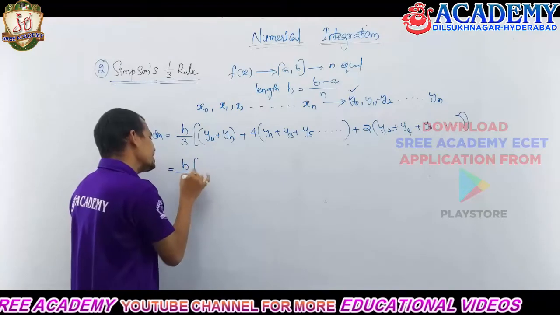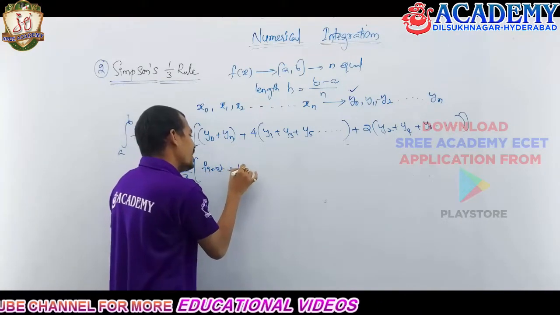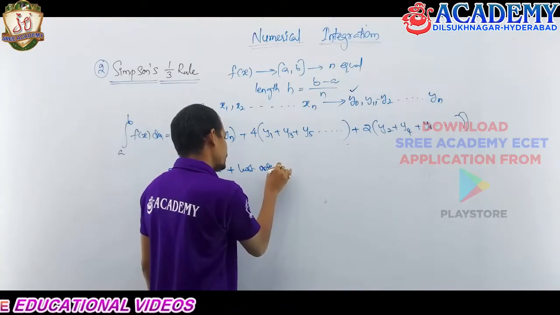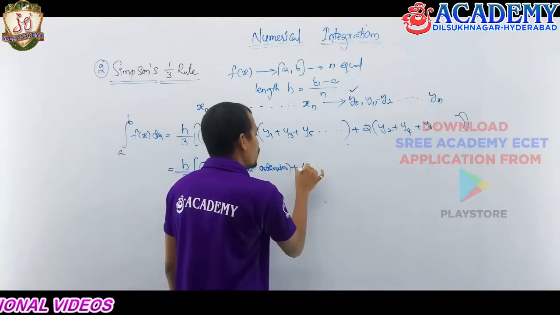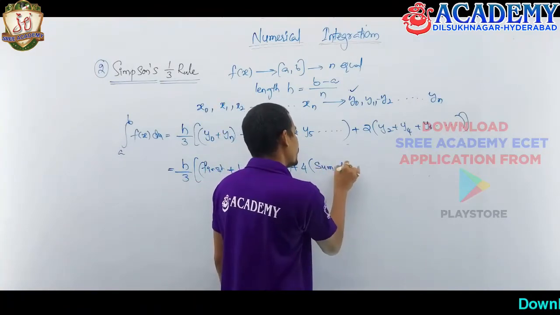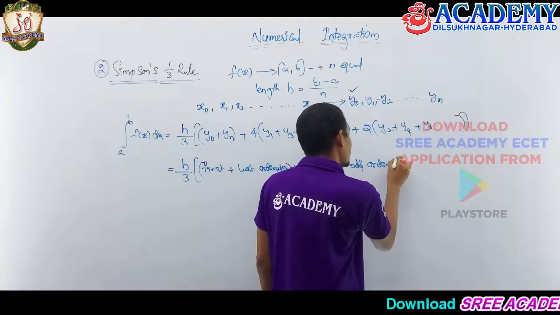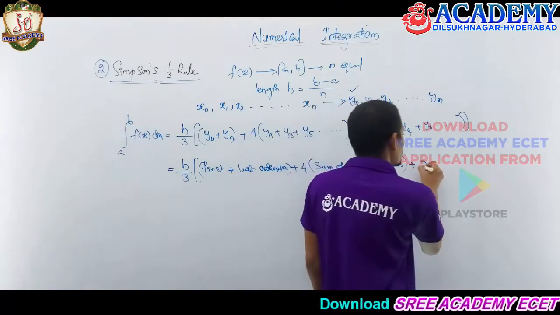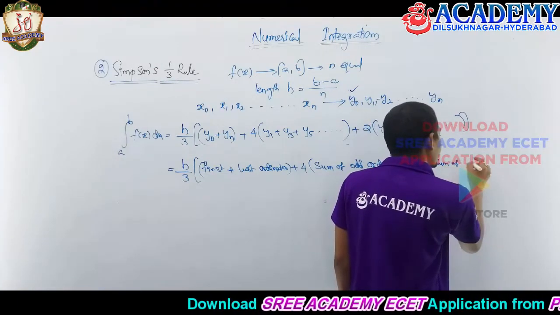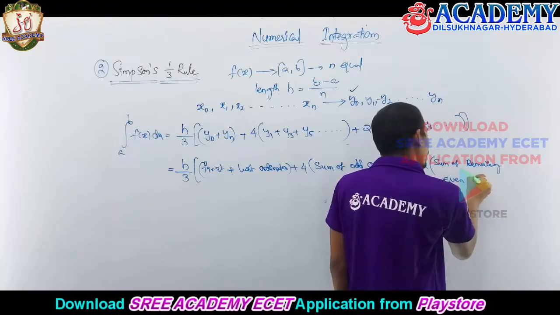If you represent this also in terms of ordinates, that is the summation of first and last coordinates or limits, and plus 4 into sum of odd ordinates, plus 2 into sum of remaining even ordinates.